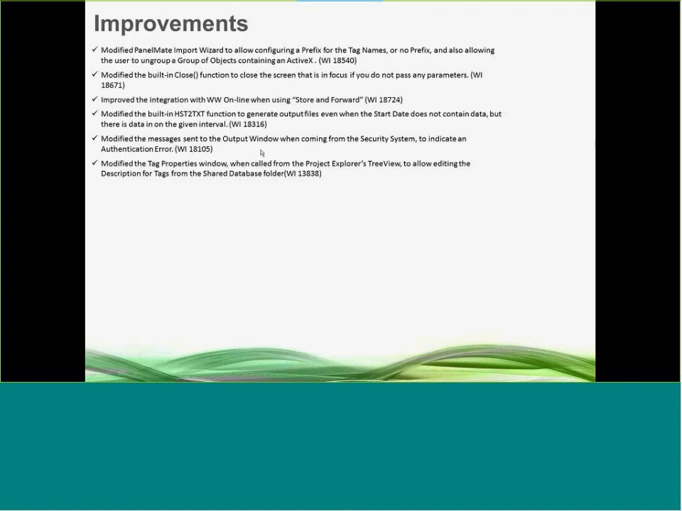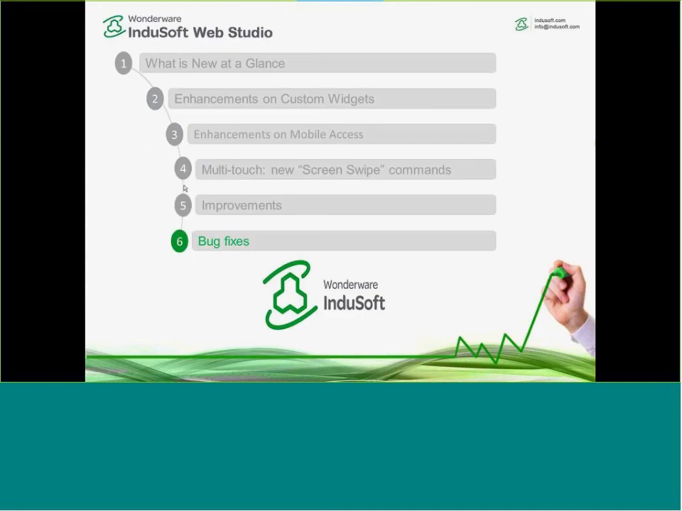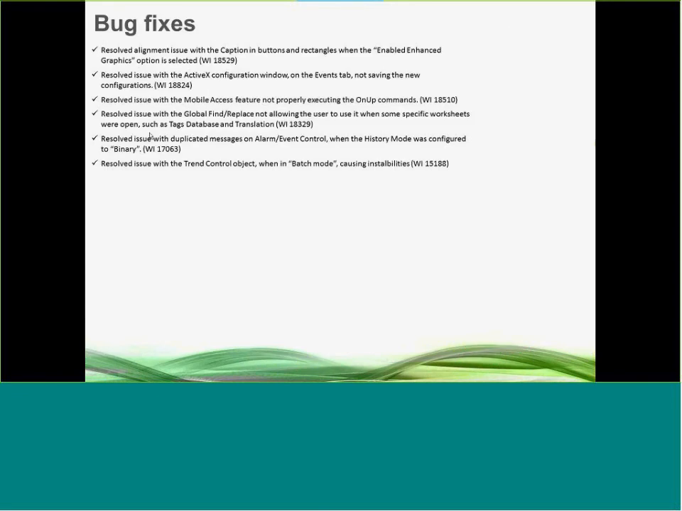We modified messages in the output window for security when there's an authentication error. Hopefully that helps out some people. And in the Project Explorer's tree view, you can actually edit description tags for the shared tags database. So when you're doing things like tag integration, I think that's where that comes into play. I haven't actually used that feature. In addition to that, there have been several bug fixes. Let's see if there's anything relevant in here, but you can take a look at those.